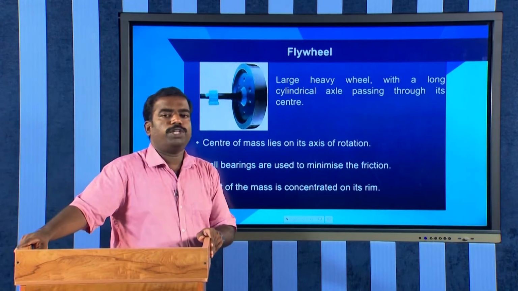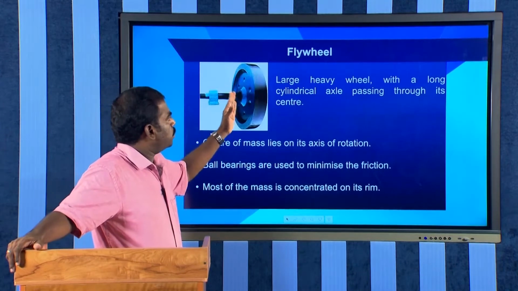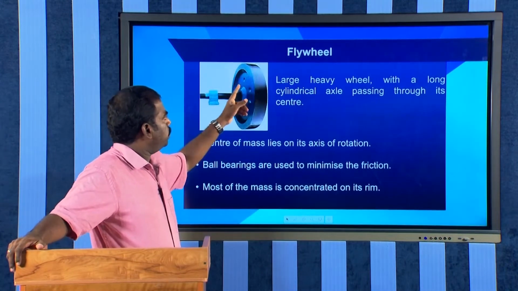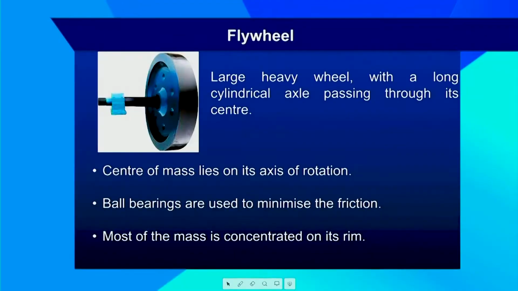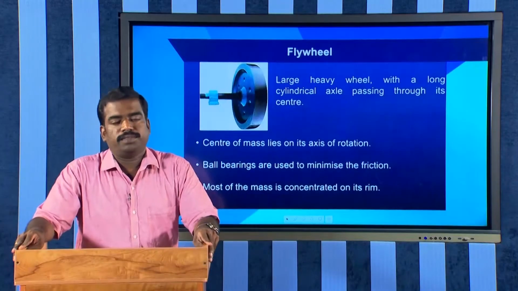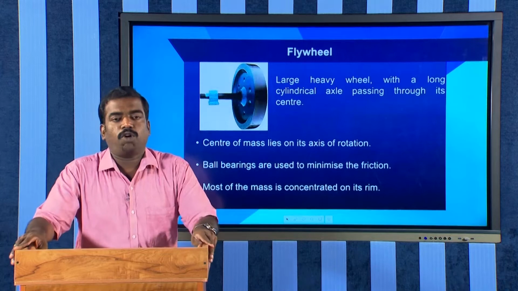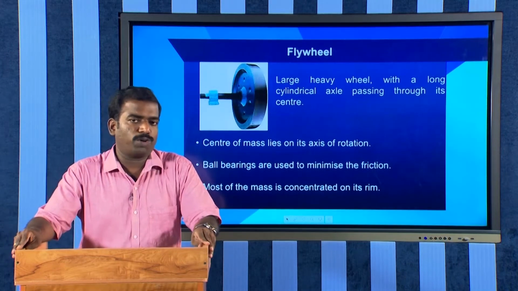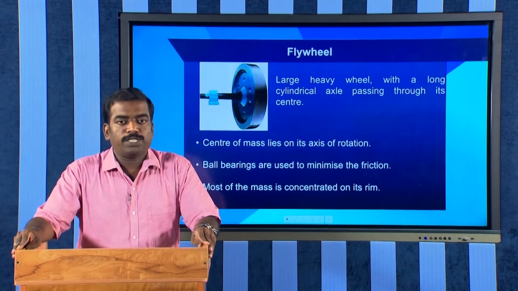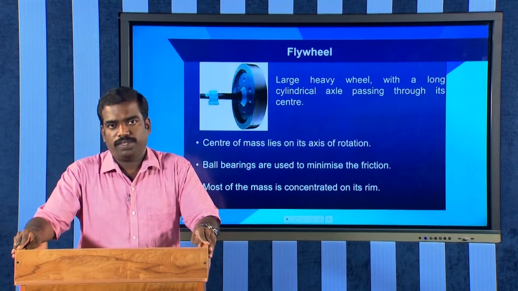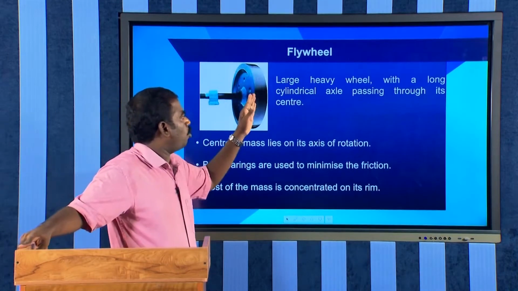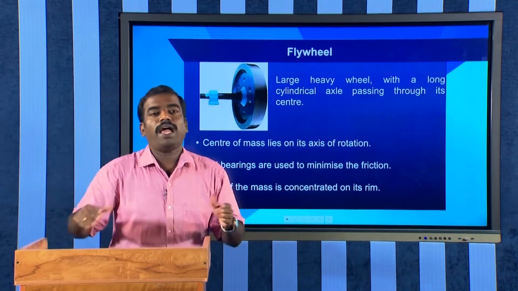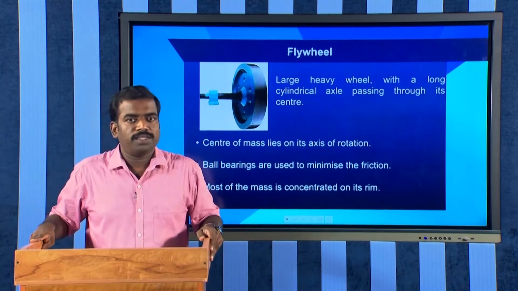And the most important quality of the flywheel is that its mass is mostly concentrated at its rim. You just focus on its shape. You can see the mass is concentrated at its rim. Can you say what is the reason for this? Since the mass is concentrated at a distance from the axis of rotation, its moment of inertia will be very high. So, the moment of inertia of the flywheel is very high, since most of the mass is concentrated at its rim.